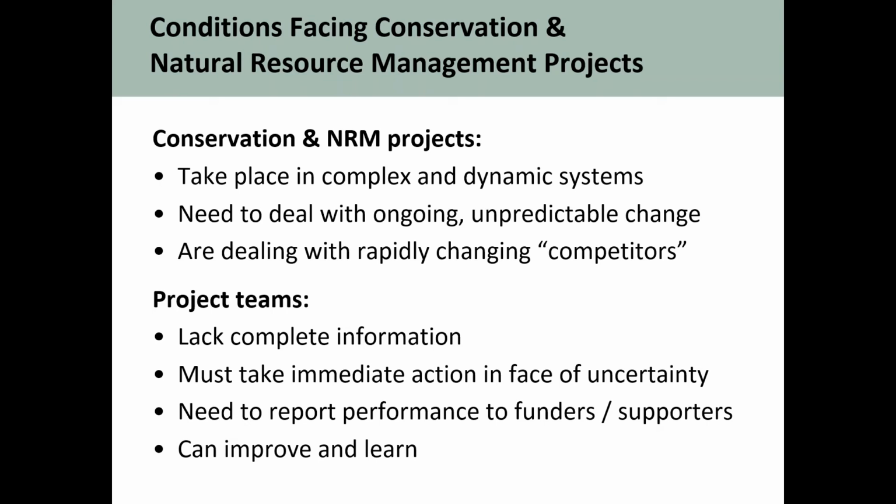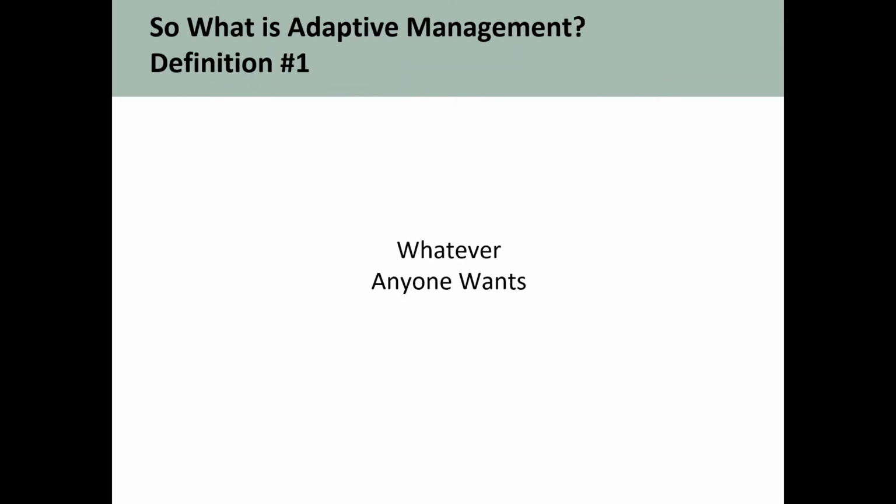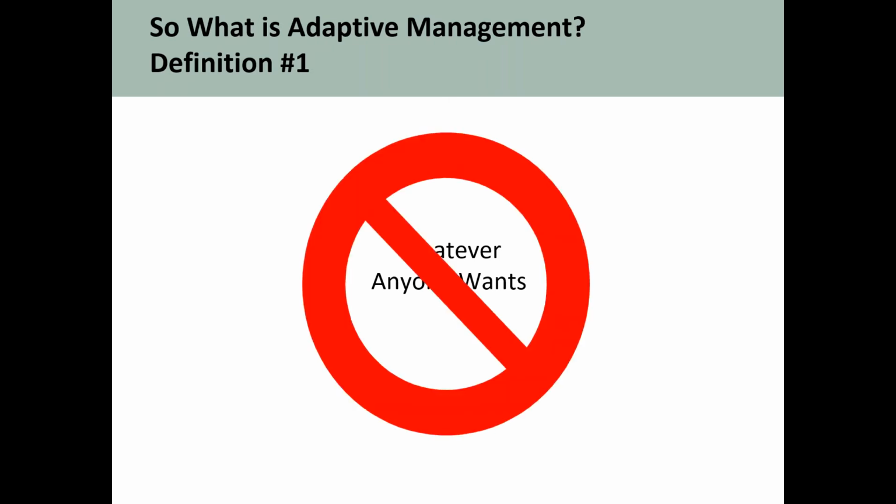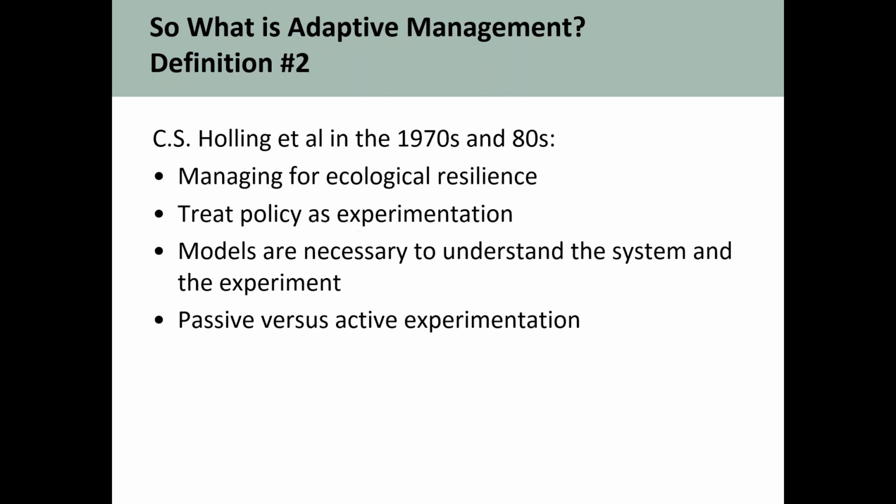We need to report on our performance to our funders and supporters, and we can improve and we can learn. So people have come up with this idea of adaptive management as a way of solving those challenges and constraints. Some people treat adaptive management as doing whatever you want. You try something, if it doesn't work, well, then you say, hey, boss, sorry it didn't work, I was doing adaptive management. We don't want to be quite that loose about it.